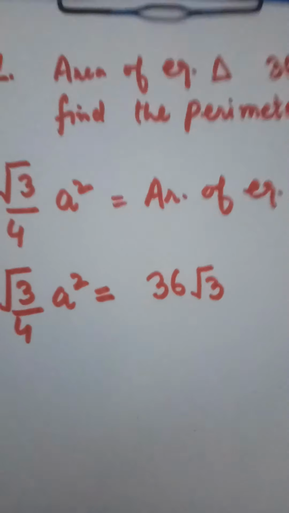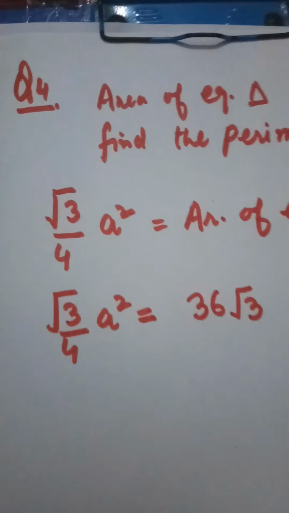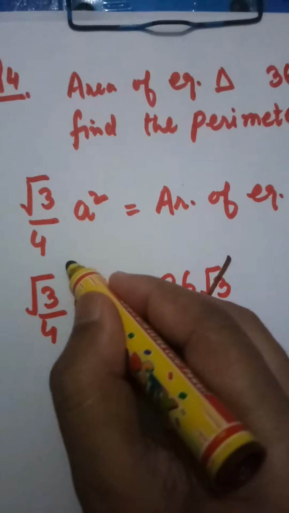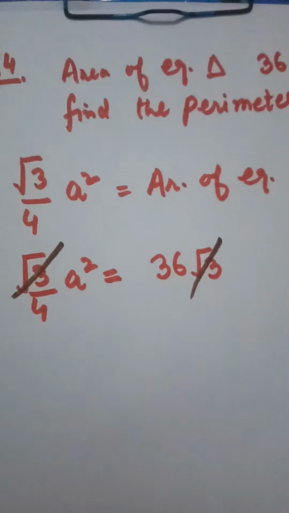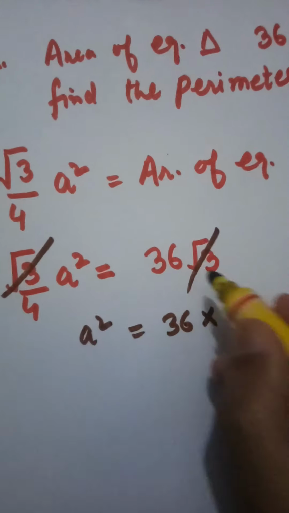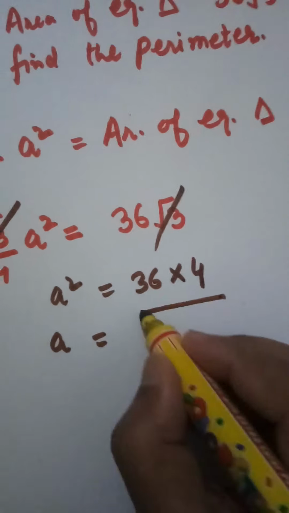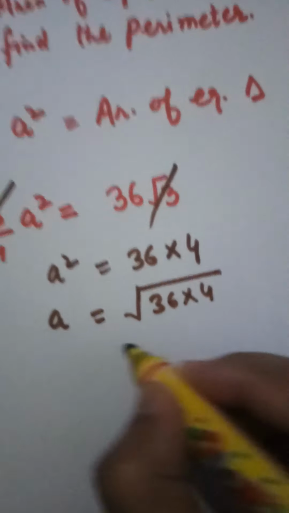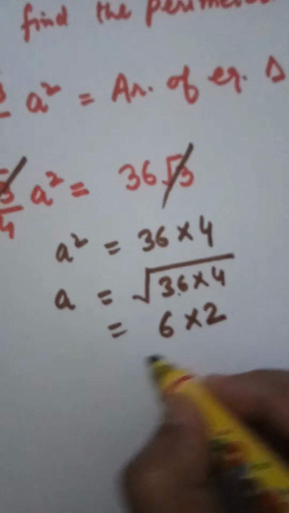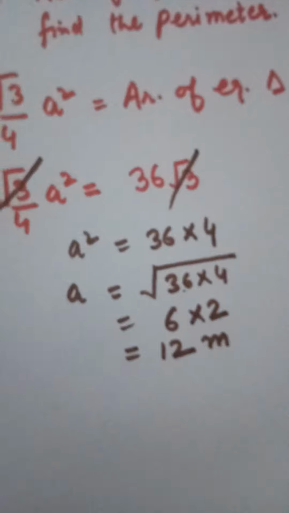Now children, see both sides. Can you see something common? Yes, I think the root is common. So cut that. When we cut the root from there, what are we left with? A square is equal to 36 into 4, cross multiplied. And to find a, take the square root of that. Do you know the square root of 36? It is 6. What is the square root of 4? It is 2. So 6 into 2 is 12. 12 meter is the side of the equilateral triangle.